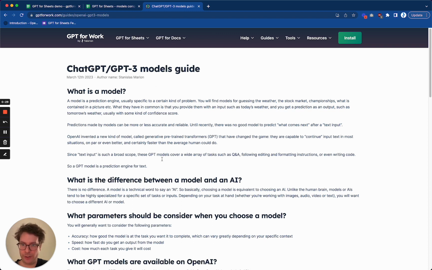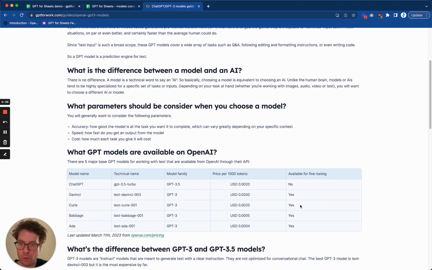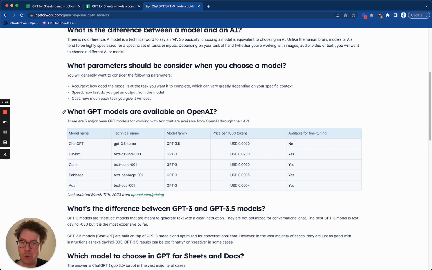I have a more detailed explanation on the website that I will leave for you to read. So which models are available on OpenAI? And here I'm talking about GPT models that work with text. Until 2 weeks ago, there were 4 models that worked with text, as we call them large language models: DaVinci, Curie, Babbage, and Ada. You can see their technical names here that you can use in GPT for Sheets. They are part of the GPT-3 family of models, and you have their price here per 1,000 tokens. DaVinci was by far the most expensive at 2 cents per 1,000 tokens.